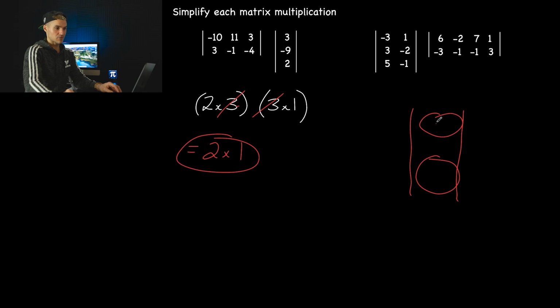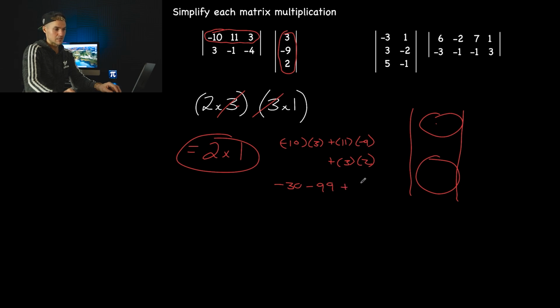Well, this first value here, notice that it's the first row and just 1 column. So we're going to have to multiply these values here together, right? So it would be -10 times 3 plus 11 times -9 plus 3 times 2, like that, which is -30 minus 99 plus 6, which is going to end up being what? -123. So that's going to be this first entry right there.